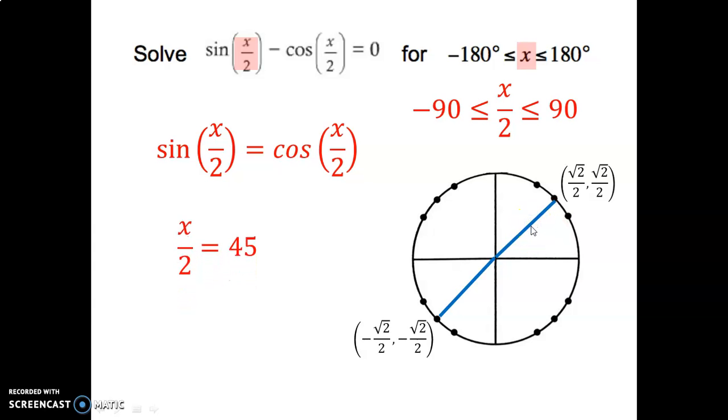So that angle x over 2 that we just solved for is 45 degrees. We know this is a 45, 45, 90. But we now need to adjust this just for x, multiply both sides by 2, and we get this, 90. And that will be our answer for that one, only a single angle. And notice again, the 90 falls between negative 180 and 180.